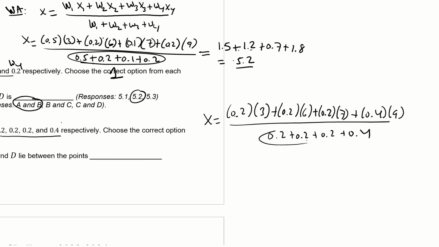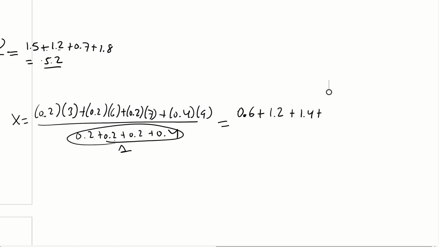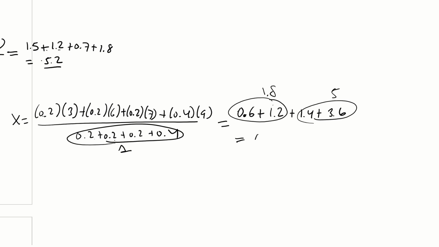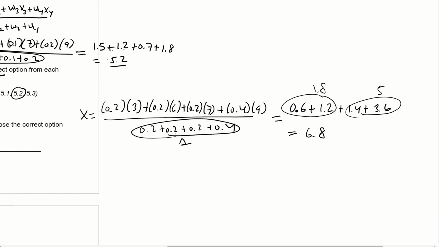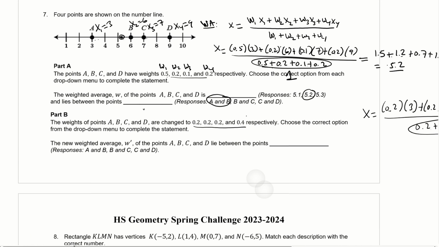All right, 0.4. So this is equal to 1 again, so we can just ignore that and just do the math here. So we get 0.2 times 3 is 0.6. We have 0.2 times 6 is 1.2. We got 1.4, and then we got 0.4. I want to make sure I got that. Yes, 3.6. Okay, so double checking that. And then add them up. So we got this is equal to 5, and this is equal to 1.8. So it looks like it's 6.8. All right, so it's 6.8. And now, if it's 6.8, then it's here, and it lies between B and C.